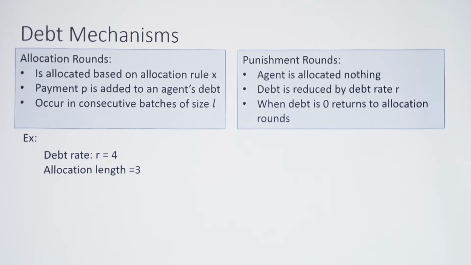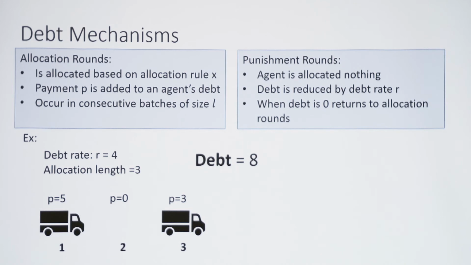So let's run through an example of how a debt mechanism works with a debt rate of 4 and an allocation length of 3. And we'll just choose an underlying single round mechanism that's simple and doesn't use auditing. So of course, the debt starts at 0. And in the first round, maybe they're allocated and charged a payment of 5. And in the second round, maybe they're allocated nothing, so therefore they're charged nothing. Finally, in the third round, maybe they're allocated again, and this time they're charged a payment of 3. Now, they've reached the end of their allocation length, and they've accumulated a debt of 8.